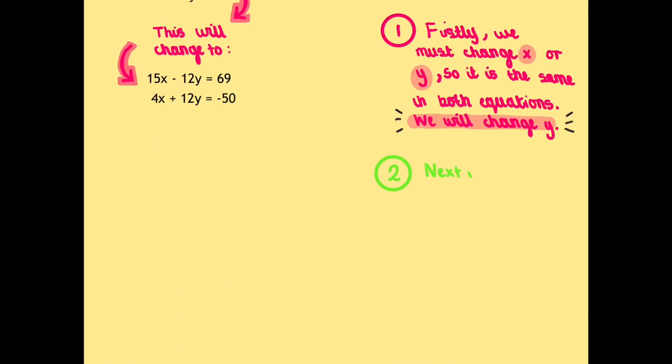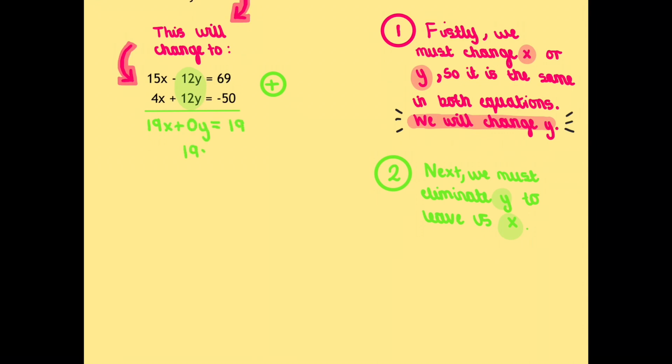So next, we must eliminate y to leave us with x. Minus 12y plus 12y cancels out to make 0y. 15x plus 4x is 19x, and 69 minus 50 is 19. 19x equals 19 is the equation you would be left with, and 19 divided by 19 is 1. 1 is the value of x, so x equals 1.